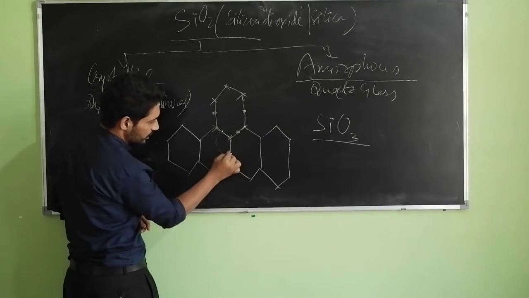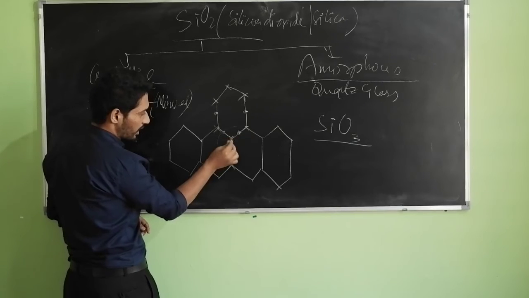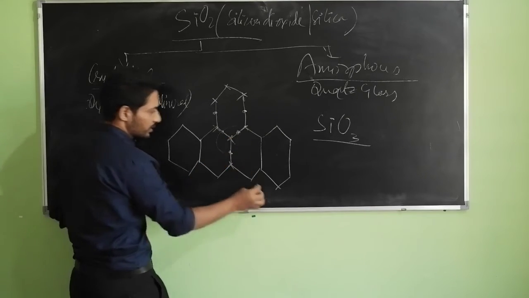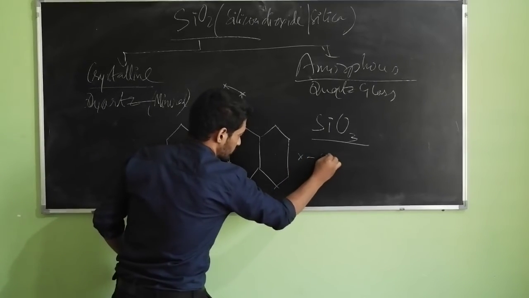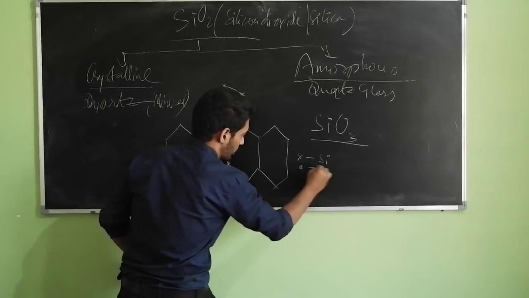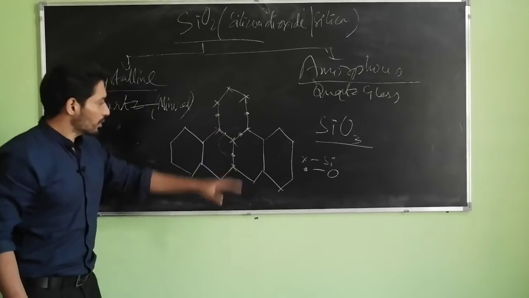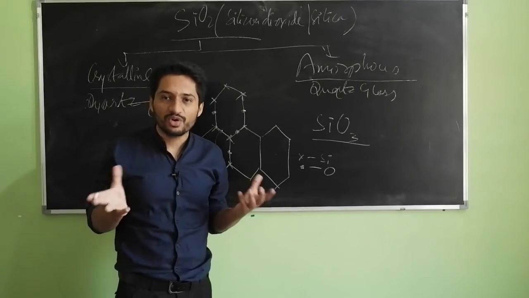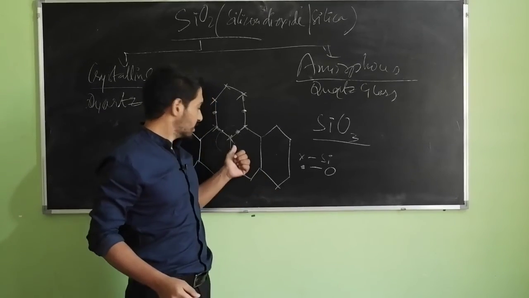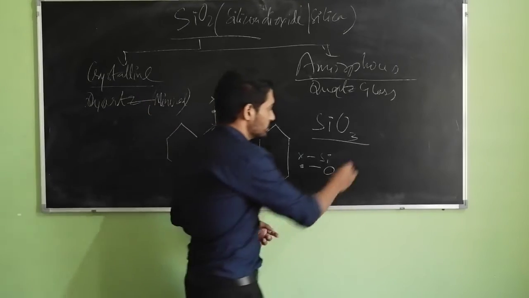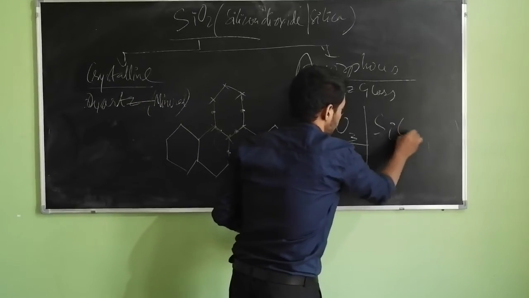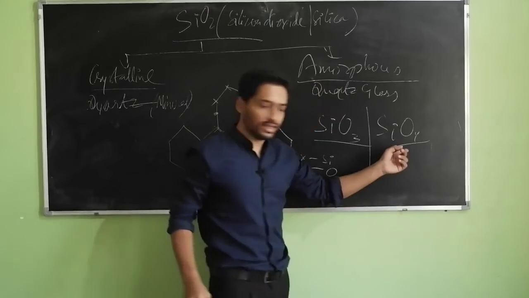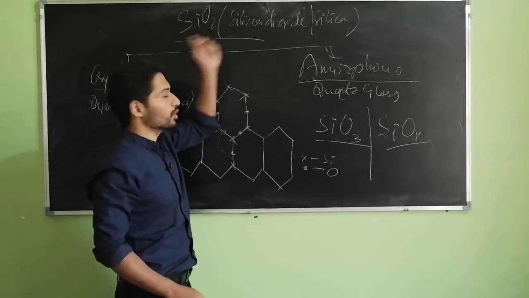So 1, 2, 3 oxygen, and the fourth one. And the silicon is in between, the cross. Remember this, cross is silicon, and the circle one is oxygen. Now what you might think is, the formula for quartz should be SiO4, shouldn't it be? Because we have silicon and we have 4 oxygen. So SiO4 is the formula that you might think. But is that the formula? No, the formula is SiO2.